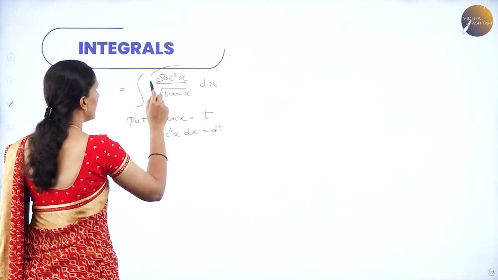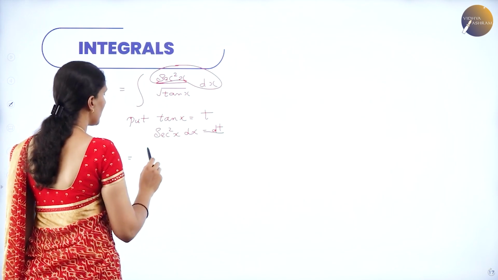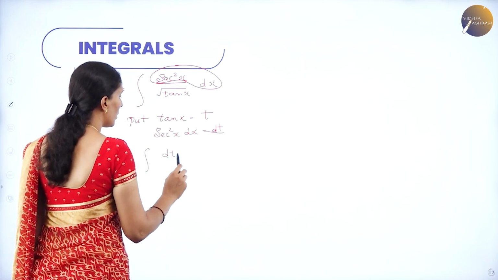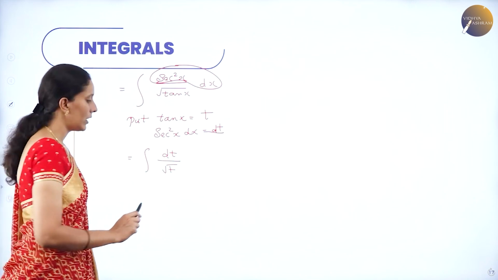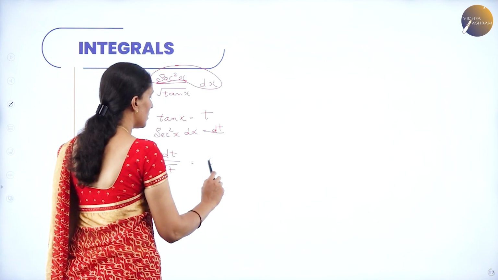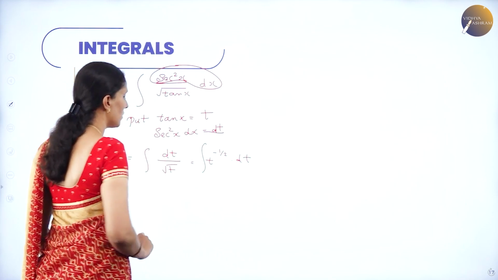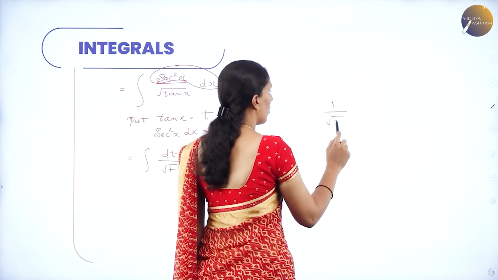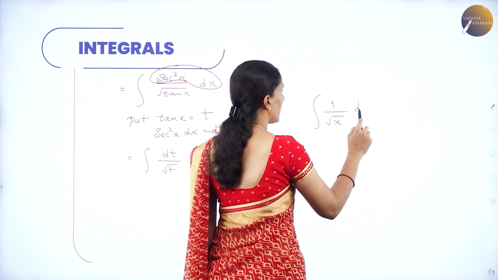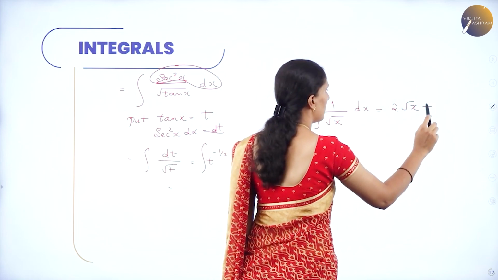So the numerator secant square dx can be replaced with dt, and the denominator can be written as root t. So root t is nothing but t to the power minus half. So t to the power minus half into dt. So 1 by root t, or 1 by root x with respect to dx, is nothing but 2 root x plus c.